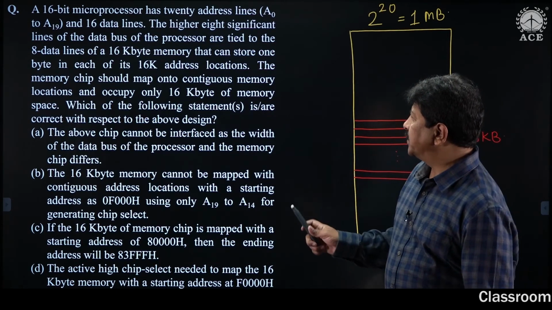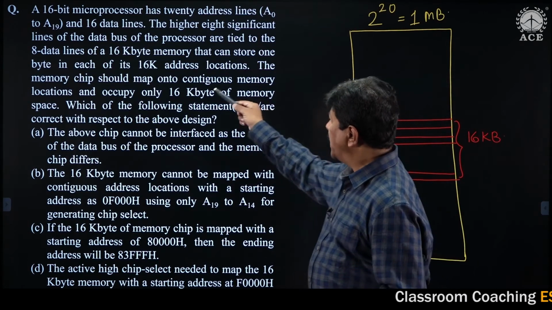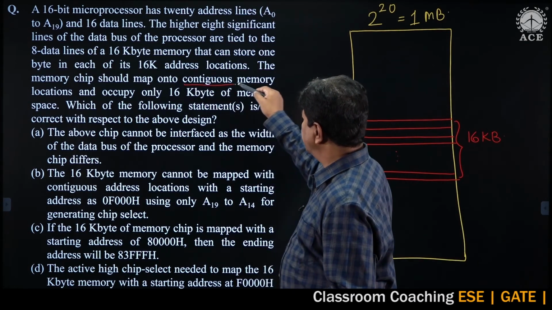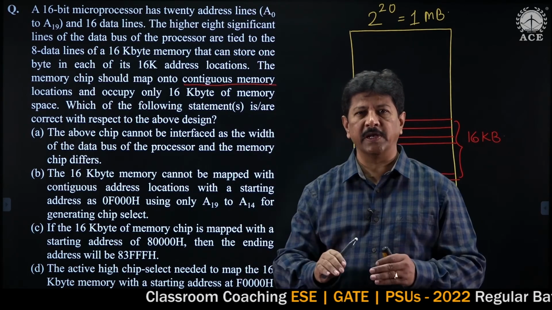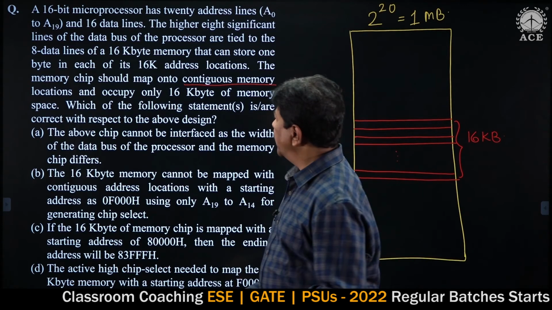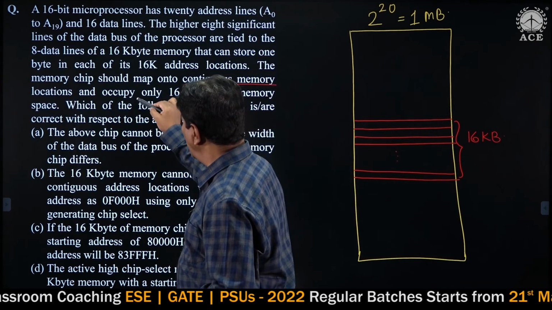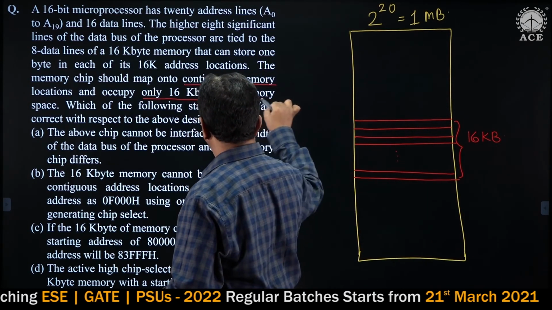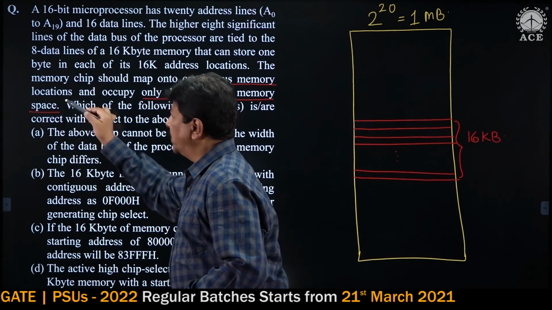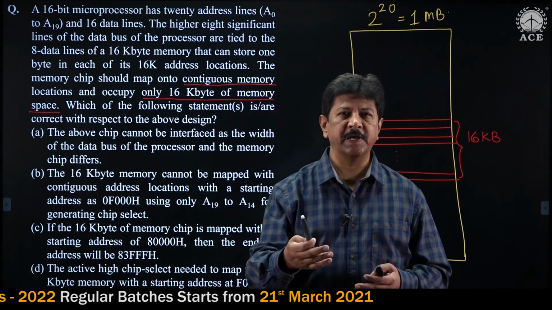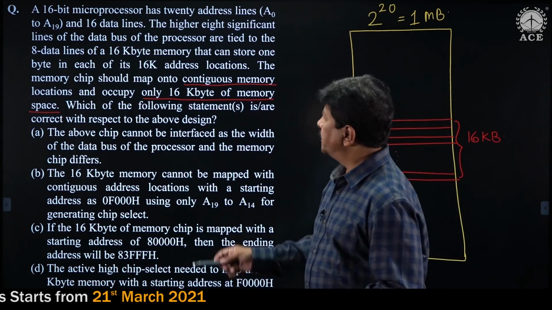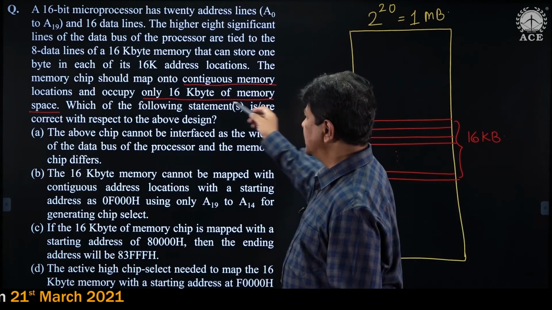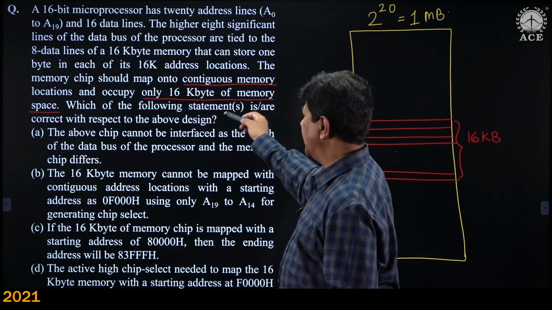Then it says that the memory should have continuous memory locations. So you cannot have the memory at scattered locations. It should be continuous. That is the restriction here. And it should occupy only 16 kilobytes of memory space. That means you cannot have duplication of the memory space. You should have only one memory space. That is what it is telling here. So which of the following statements is correct with respect to the above design?